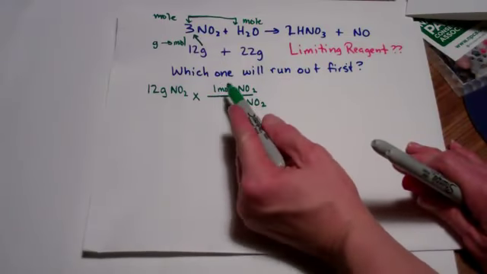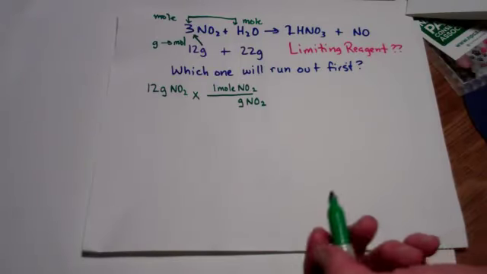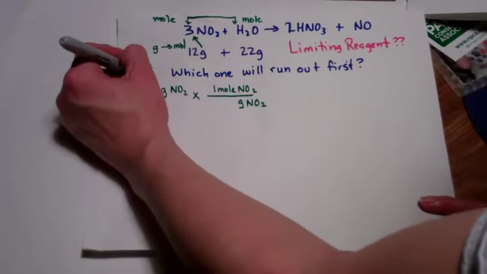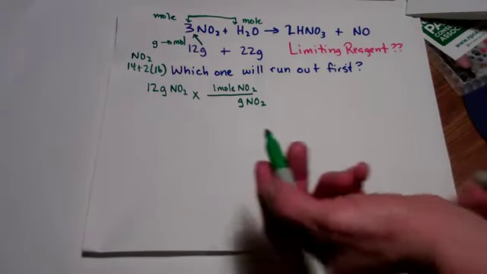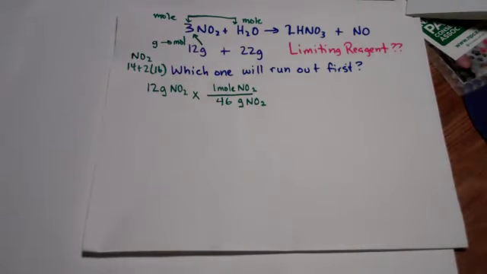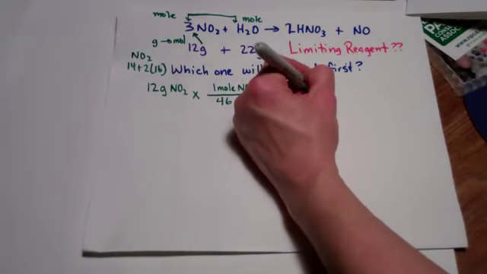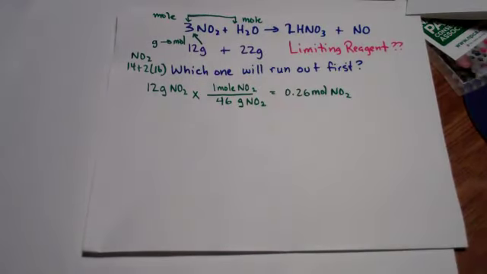To get the grams of NO2 per mole, what do we have to calculate? That's right, the molar mass. It keeps coming back. So for our NO2, we've got 14 plus 2 times 16. That's 46. So we've got 46 grams per mole. So we're going to calculate how many moles of our nitrogen dioxide we have. This comes out to 0.26 moles of NO2.